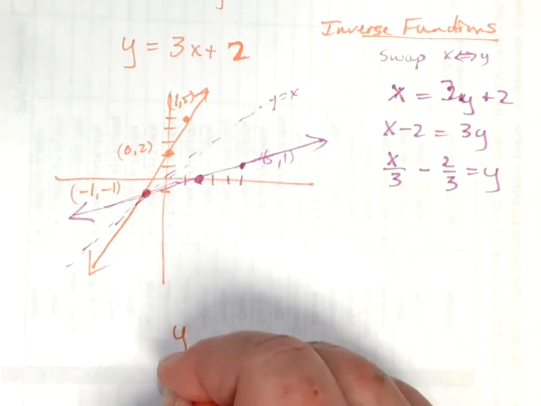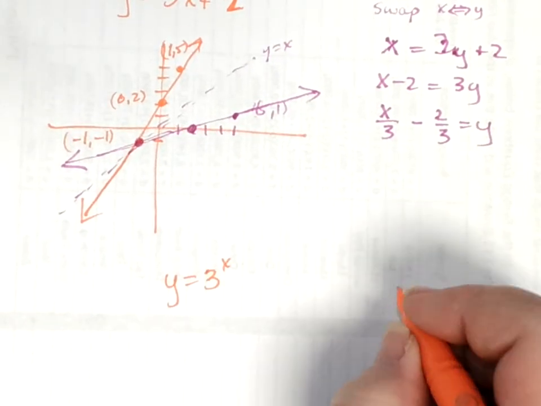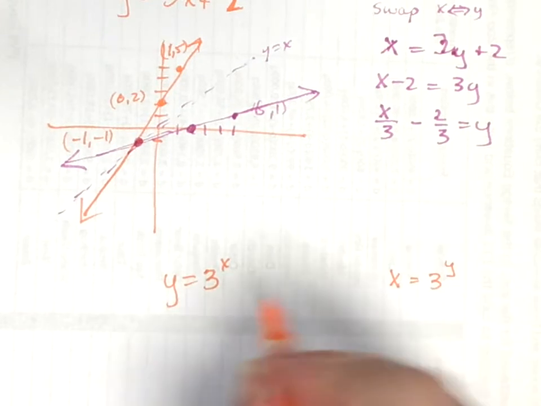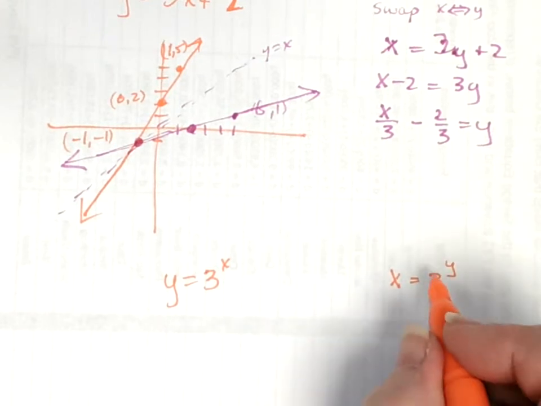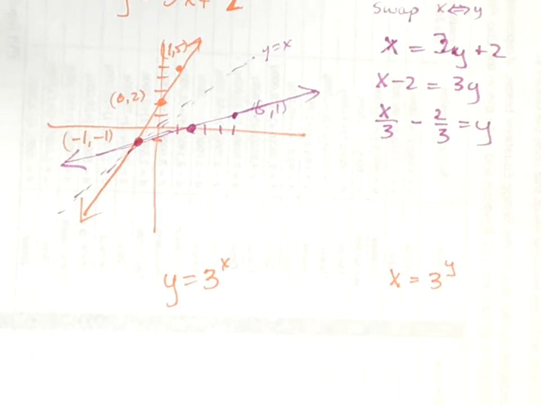The problem is, let's take an exponential function. Let's say y equals 3 to the x power. And let's swap our x and y. We've got x equals 3 to the y power. Now those are inverses. The problem is, how do I solve that? How do I isolate the y? The y is an exponent. How do you get that by itself?